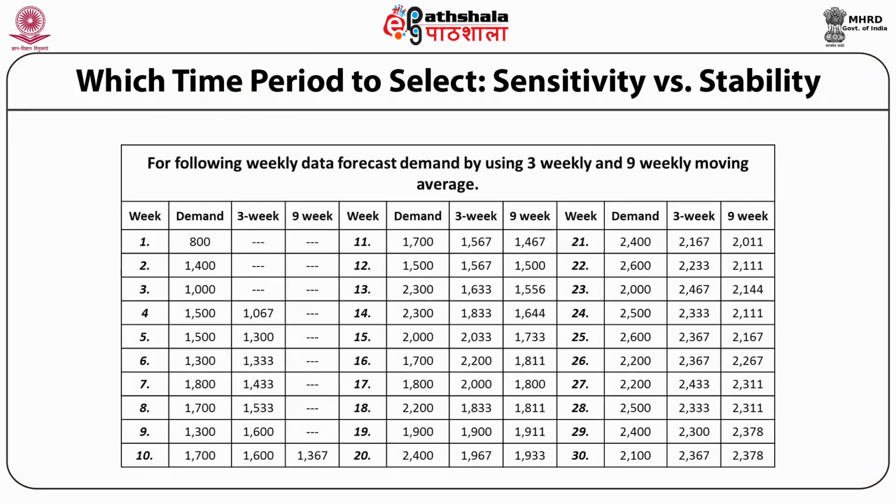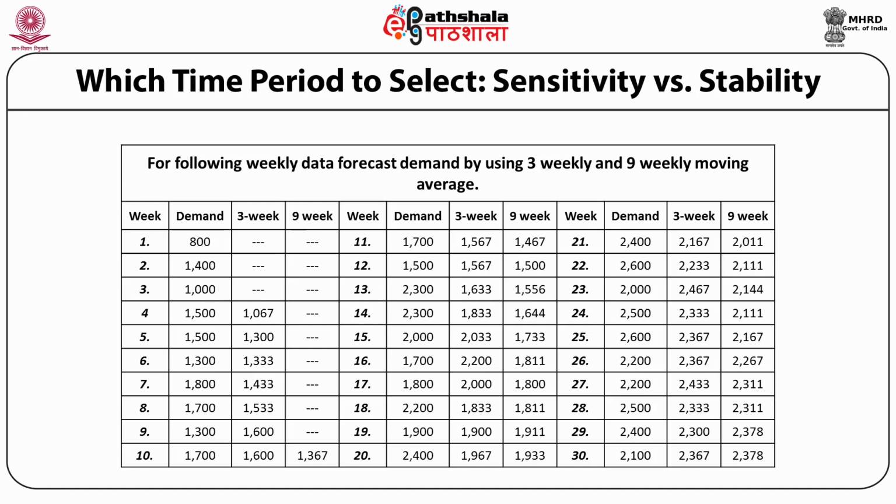The following table illustrates the concept of which time period to select. Whether we should select a smaller time period like 3 weekly or should we select a longer time period that is 9 weekly. The data indicates actual demand for 30 weeks. For instance, the first week demand is 800 units, for second week demand is 1400 units, and so forth. We have collected data for 30 weeks.